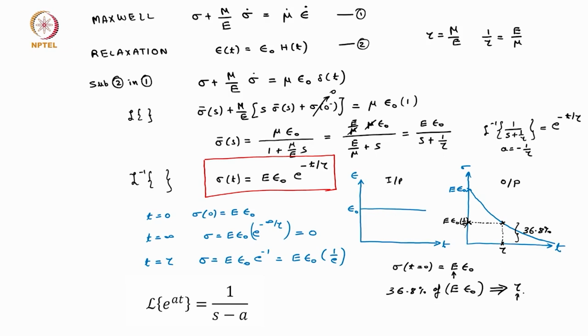Once you find tau, it should be easy for us to find the viscosity mu, because viscosity by E we said is tau, and viscosity is simply E times the relaxation time tau. So, in this way, once I have the input plot and the output plot, I should be able to find out first the value of E from the instantaneous response and the value of the relaxation time from this 36.8%, the fraction of the initial value. And once I know the modulus and the relaxation time, I should also be able to find out the viscosity of this material.